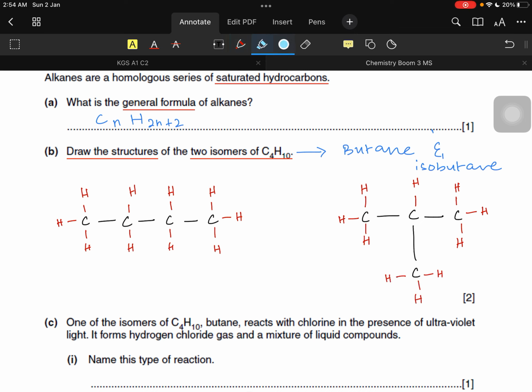Okay, let's highlight this. It's a straight chain. This one is the 3 carbon chain with 1 branch. This one is butane, and this one is isobutane.